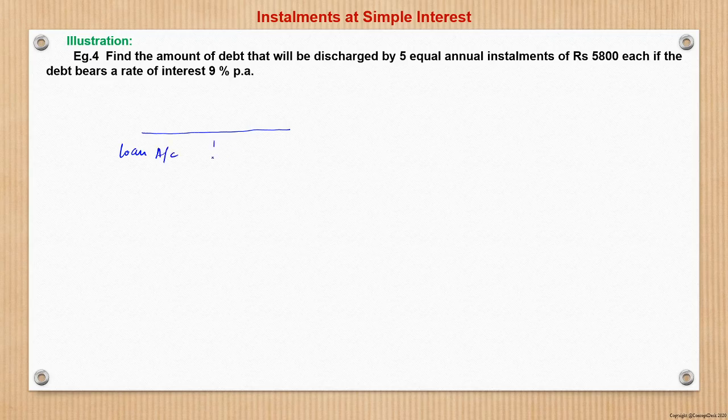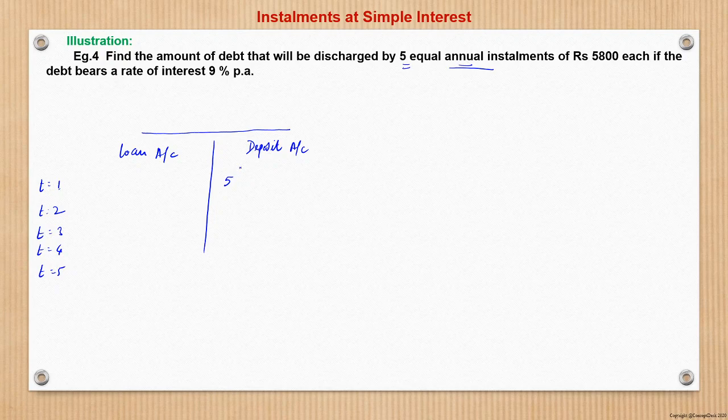This is the loan account. This is the deposit account, right? We'll do it fast. So here there are 5 periods, 5 annual installments over 5 years. So t is equal to 1 year, t is equal to 2, t is equal to 3, t is equal to 4, and t is equal to 5.